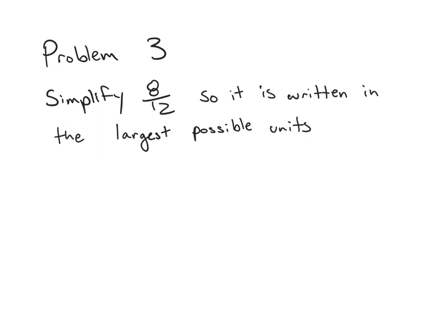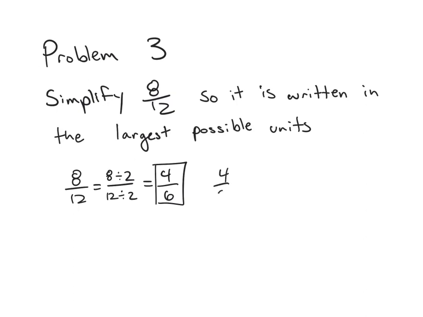So to simplify 8/12, we just saw that we can divide 8/12 by multiple numbers. So we could divide 8/12 by 2 and get 4/6. Now, if we are able to divide that equivalent fraction, an equivalent fraction that we found, by another number, then we know that we're not at the largest possible units yet. So we could actually divide 4/6 by 2 as well.